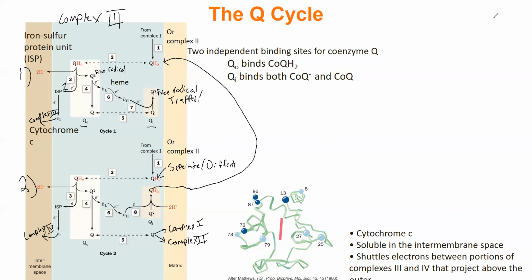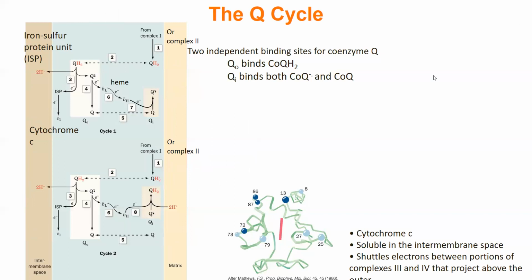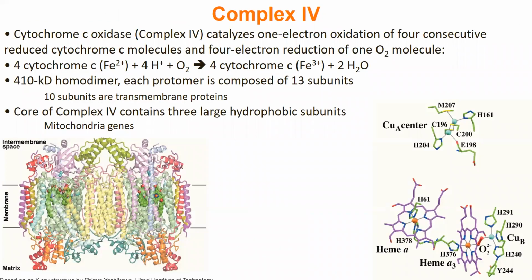All right. That allows us to go to complex 4 then. So from complex 3, we made those cytochrome C. And that's floating around in the intermembrane space. And those will come and bind to complex 4. And for this to really work, you have 4 molecules of cytochrome C binding at once. And they will pass their 4 electrons to oxygen to make water.